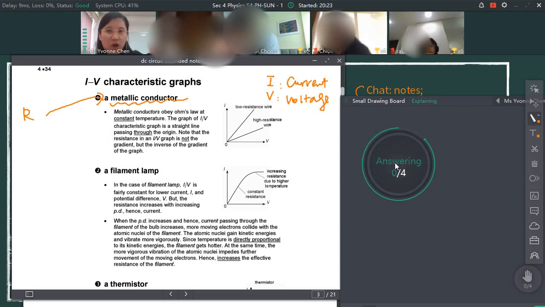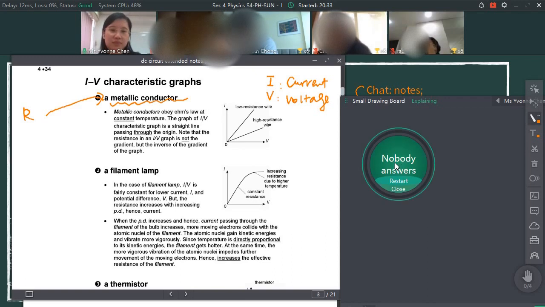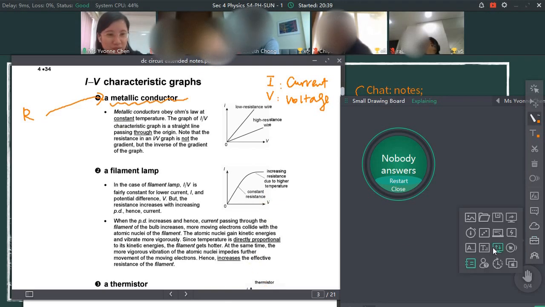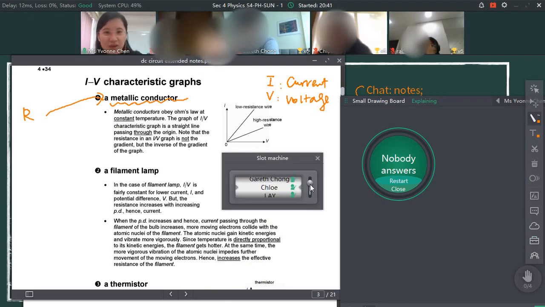There's a law that talks about the characteristic of a metallic conductor. Do you remember? We learned it as one of the fundamental laws. Nobody. Never mind, I'll use a slot machine. I'll pick someone to do it together. Let's start now.